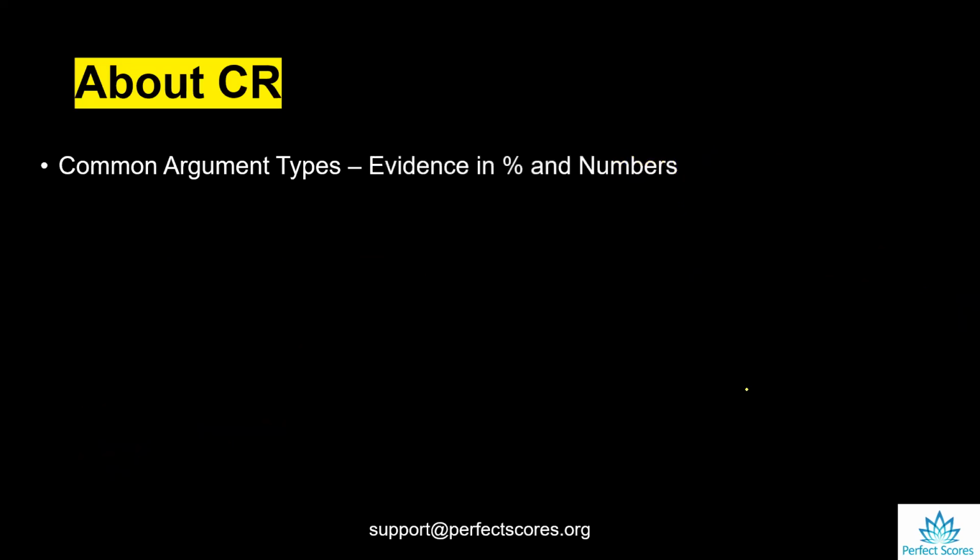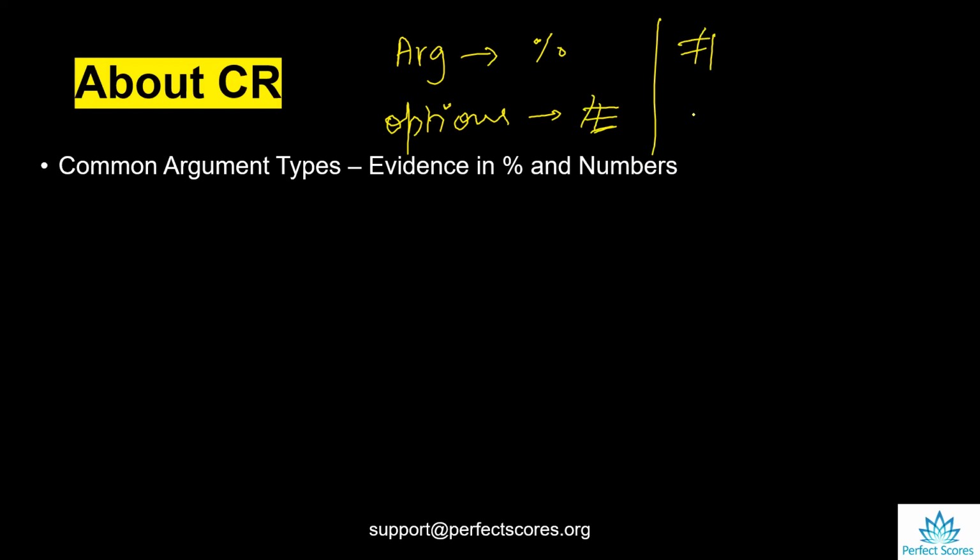The fourth kind of argument is when you're given evidence in terms of percentages and numbers. Now, one little rule, remember, sometimes the argument talks about a lot of evidence in terms of percentages, but the options are talking about numbers. Now, that's going to be wrong. That means that option that talks about the number is a wrong option. Similarly, if the argument is talking about numbers and a particular option is talking about percentages, it's again wrong because you can't really compare percentages and numbers.